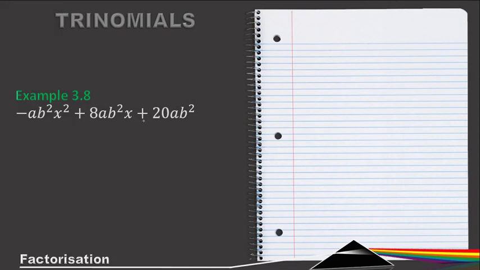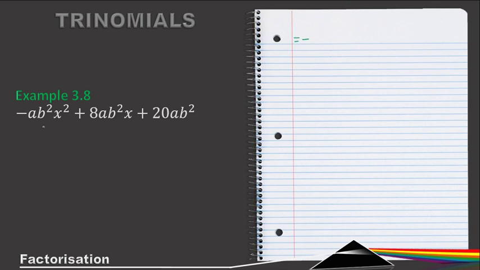Okay, now in this example, we anyway always have to look for a common factor first. And here we can see that all of these terms contain a and b. So we're definitely going to take out a and b. And also the first term is a negative. Now, like we saw in common factor, if the first term is a negative, it's good to take out a negative. So I'm going to take out a negative.